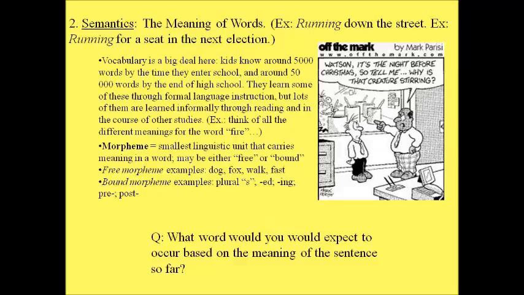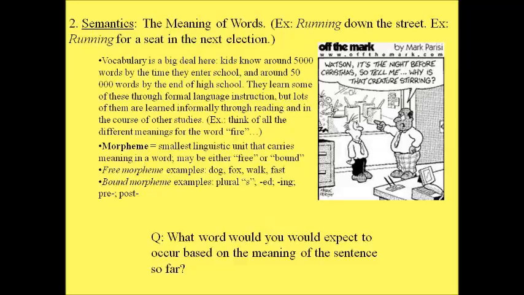Vocabulary is a big deal here. Kids know around 5,000 words by the time they enter school, and around 50,000 words by the end of high school. That's a big jump, isn't it? They learn some of these through formal language instruction, but lots of them are learned informally through reading and in the course of other studies. So, for example, think of all the different meanings for the word fire. You know, you got fired, there's a fire, I fire a gun, right? Lots and lots of different meanings for the word fire. And you learn them as you go along.